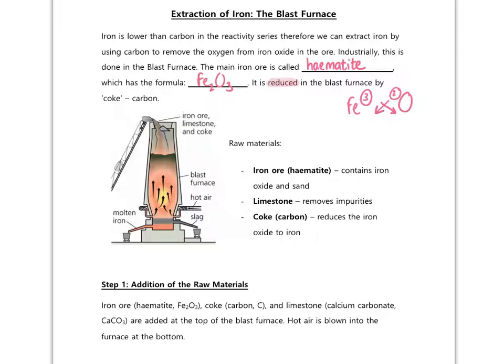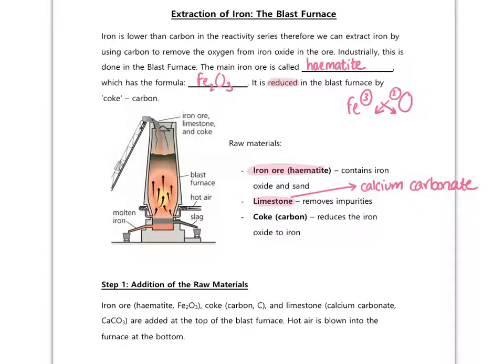So you need to know first of all the raw materials that we use in the blast furnace. Essentially, these are the things that we put into the blast furnace in order to extract iron from its ore. So the first thing is the iron ore itself, hematite. It contains iron 3 oxide and sand. We also put in limestone, which is calcium carbonate. So the chemical name for limestone is calcium carbonate. And that is there to remove impurities. So calcium carbonate will react with the acidic impurities and remove them.